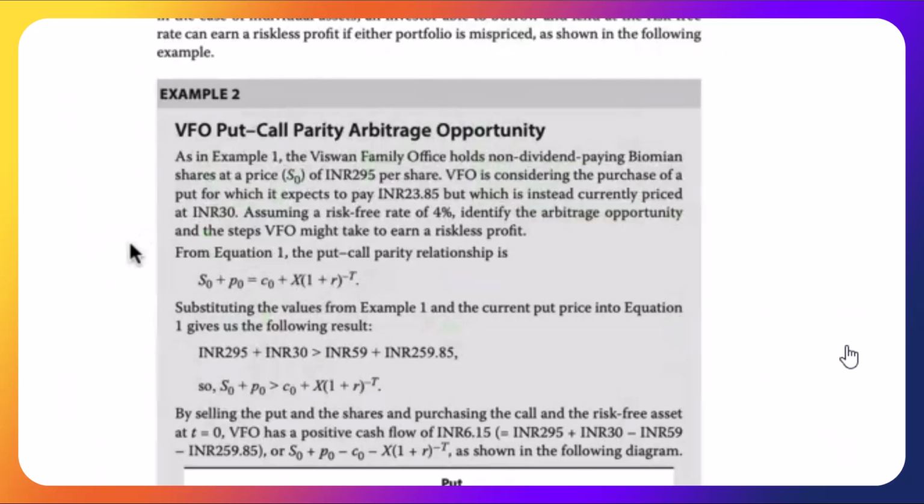Example 2. As in example 1, the V01 family office holds non-dividend paying Biomian shares at a price of $2.95 per share. VFO is considering the purchase of a put for which it expects to pay $0.2385, but which is instead currently priced at $0.30. Assuming a risk-free rate of 4%, identify the arbitrage opportunity and steps VFO might take to earn a riskless profit.